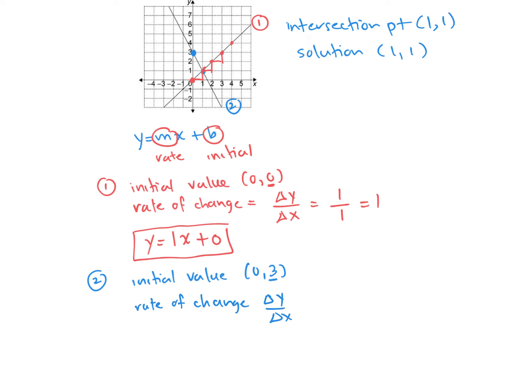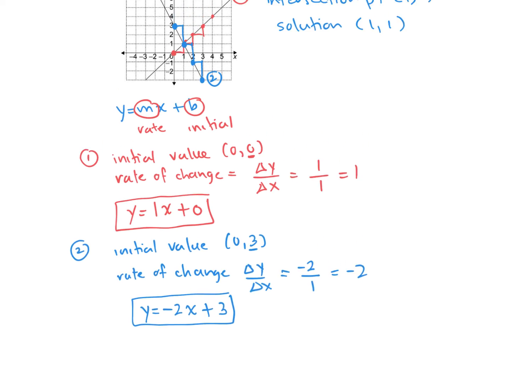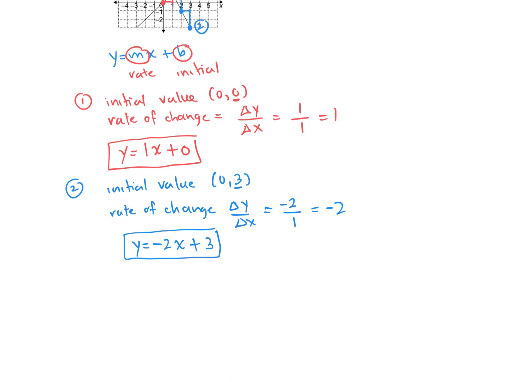So when I increase x by 1, I'm going down by 2 to get to the next point. X increases by 1, y goes down 2. X increases by 1, y goes down 2. So my y is going down by 2 each time I increase the x by 1, or I could say just -2. So the equation of this line is we go down 2 for each x, and then we started at an initial value of 3. So that equation would be -2x plus 3.